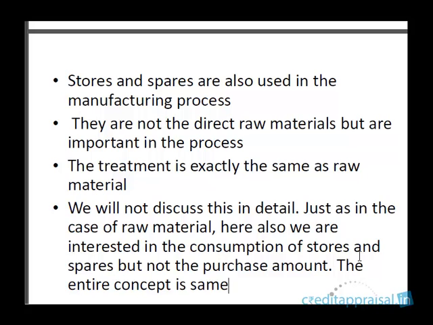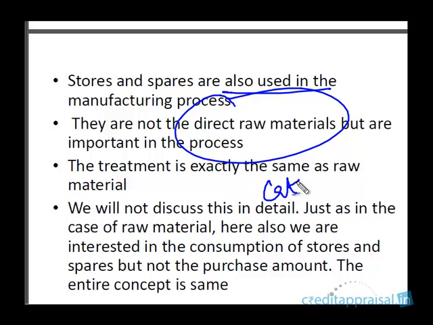When you come across the term stores and spares, please note that these items are used in the manufacturing process. They're not direct raw materials, but they are important in the production process. You can think of examples like catalysts. Catalyst you can classify under stores and spares. In some production processes, materials called catalysts are added to speed up a reaction or to make a particular reaction happen. Things like that you can add under stores and spares.